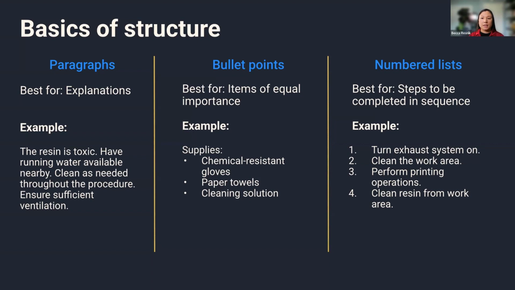And then we have our numbered lists. These are to communicate steps that are to be completed in sequence. For example, turn the exhaust system on, clean the work area, perform printing operations, clean resin from work area. So if we go to the next slide, we will see a visual of the before and after.